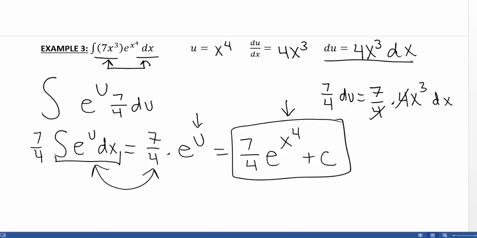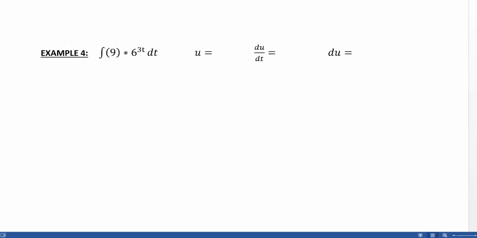Let's look at one more that uses an exponential function that's not in terms of e. Example 4. The antiderivative of 9 times 6 to the 3t dt. So this is in exponential form, but it doesn't actually use the e function. 90% of the time, the exponential integration by substitution problems you do will involve the e. But you can also do it with other exponential functions, so I wanted to make sure that you've seen one of these. The map is pretty much the same.